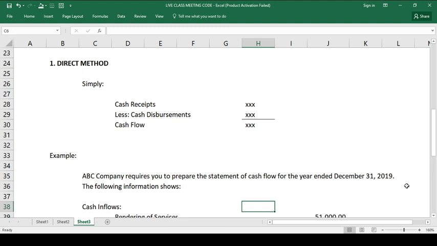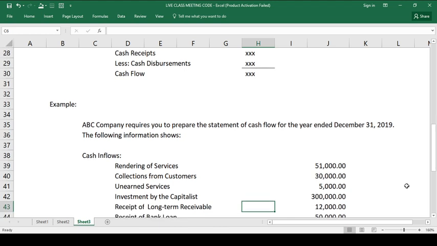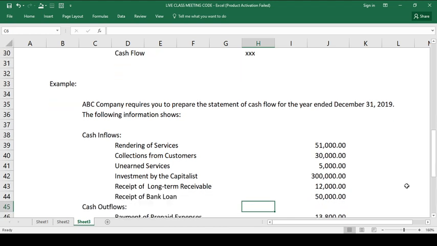The following information shows cash inflows. We have the rendering of services for 51,000 pesos, collection from customers 30,000, and earned services 5,000. There is also an investment by the capitalist or by the owner of the company, which is 300,000, receipt of long-term receivable of 12,000, and a receipt of bank loan of 50,000.